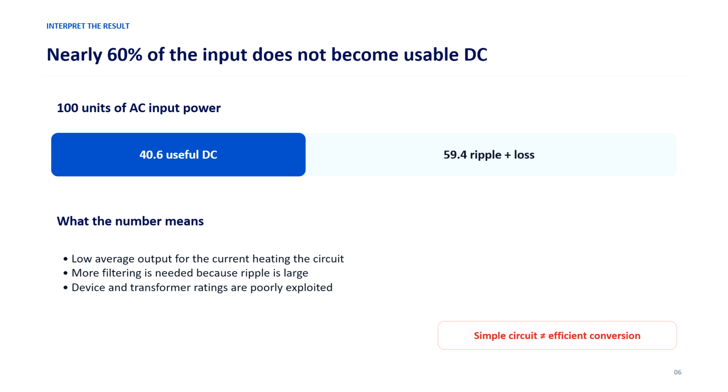Imagine supplying 100 units of AC power. Even in the ideal case, only 40.6 units become the DC component that the load can use. The remainder appears mainly as ripple power with additional real losses in the diode and the winding resistances of the transformer. The RMS current still heats the circuit, but the average output is comparatively small. This is why the half-wave rectifier needs significant filtering and why its components are not used efficiently.